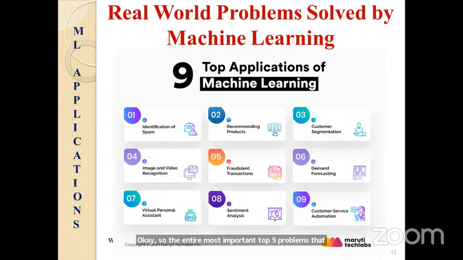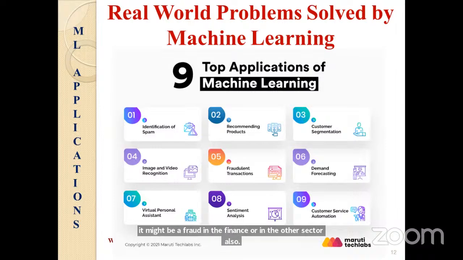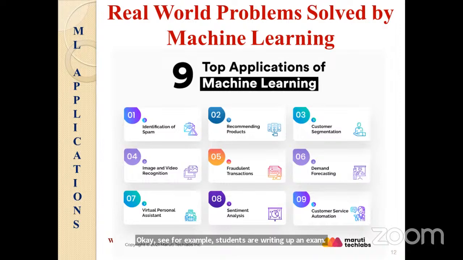So these are the most important top 9 problems that have been focused on in machine learning. Under this, you have a sub problem. So the first problem, identification of spam, which means you are identifying a fraud. It may be a mail message, it might be a fraud in finance or in other sectors also. For example, students are writing an exam. We have online monitoring systems. We are identifying who is doing malpractice or not. So that also comes under this.